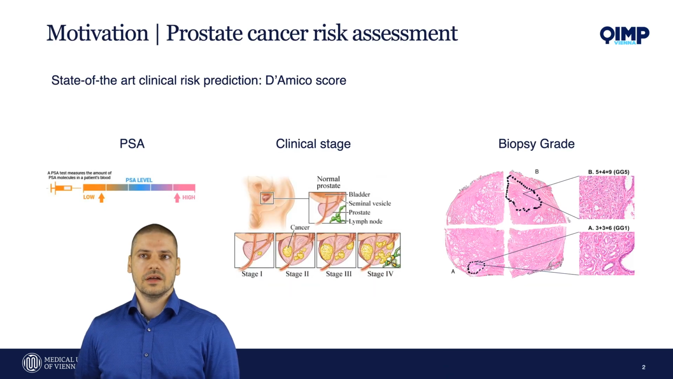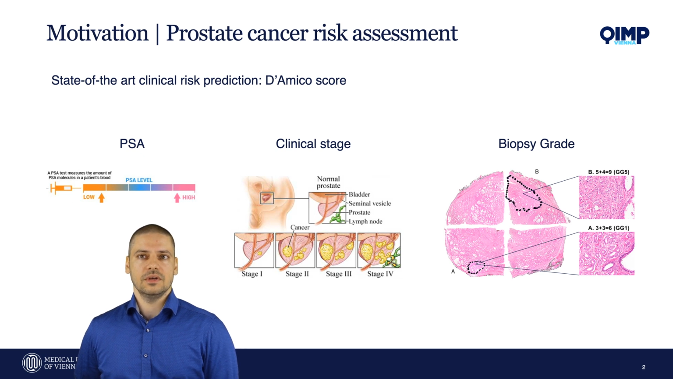The state-of-the-art prostate cancer risk assessment is mainly performed with the help of the so-called D'Amico score, which is composed of the PSA values, clinical stage and biopsy grading. Unfortunately, this process has its drawbacks, namely that it's neither sensitive nor specific enough.